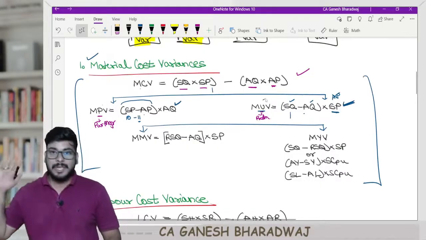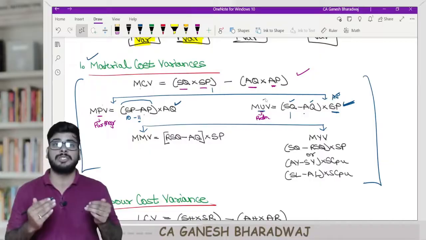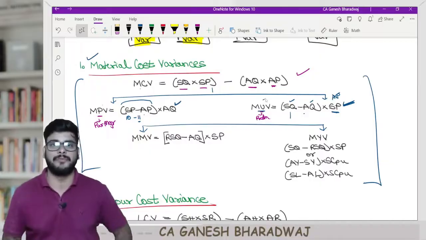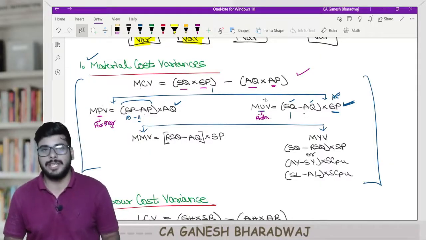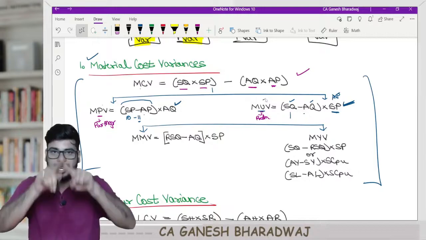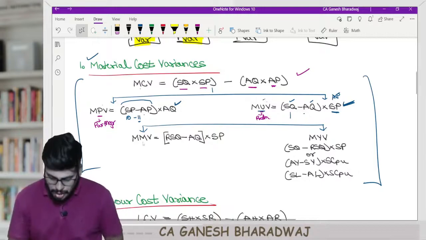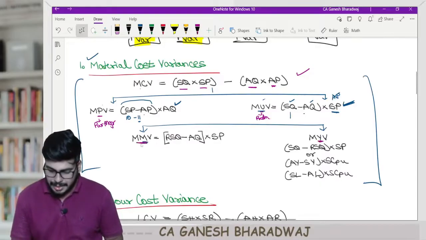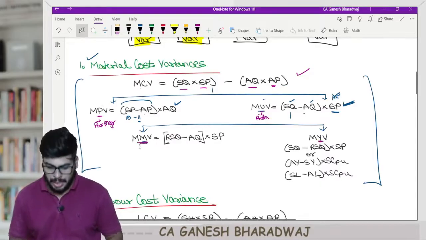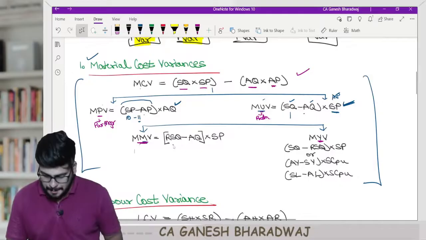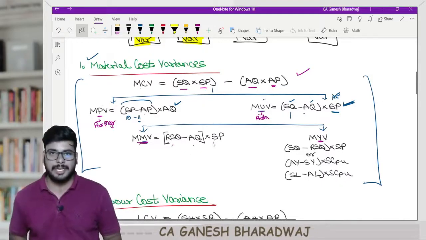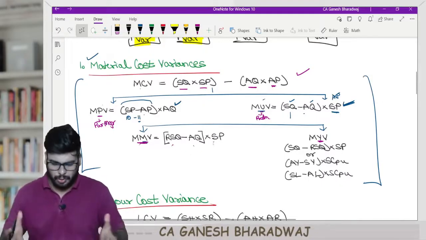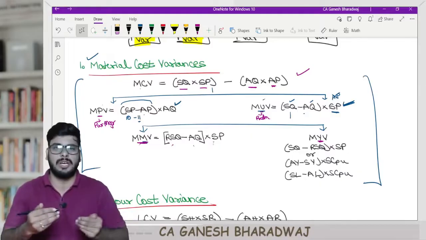Now, usage variance alone is not sufficient. Suppose the company uses more than one type of raw material. Now, in this case, what happens? This usage variance is further classified into two: material mix variance and what? Material yield variance. Material mix variance is what? Revised standard quantity minus actual quantity into standard price. Clear with this, guys?